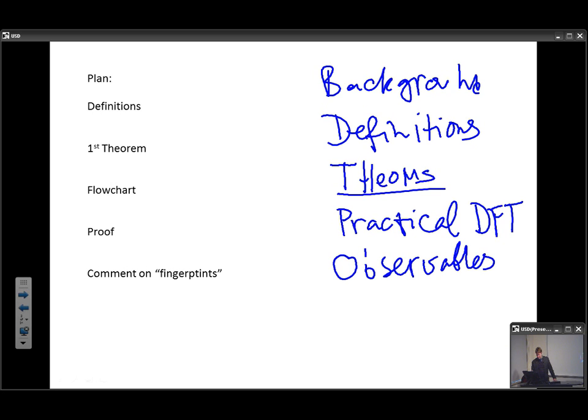So last time we were done with background. Today we will try to cover definitions and part of theorems. Actually, there are 2 of them. And we need 2 or 3 lectures more to cover practical implementation and observables. So let's just recall what we did last time.